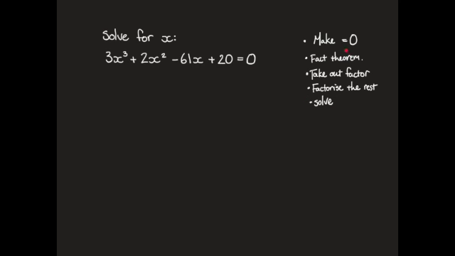We are solving a cubic equation over here, and here are the general tips. One of them is starting off with making the equation equal to 0, which it is. So that means we can now use the factor theorem to figure out what one of the factors is.